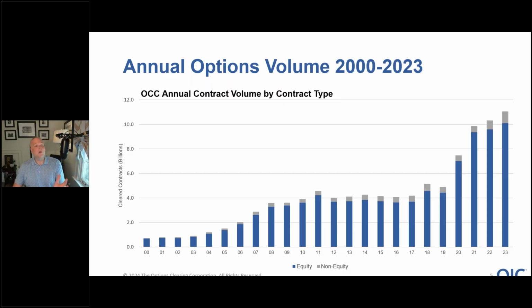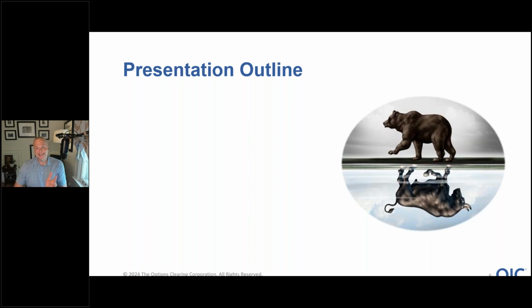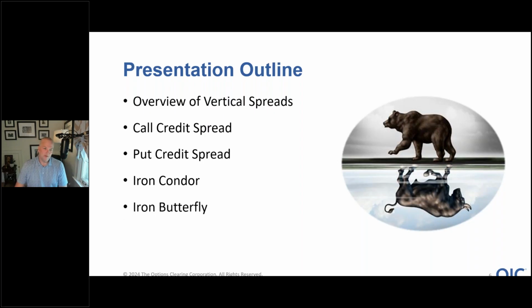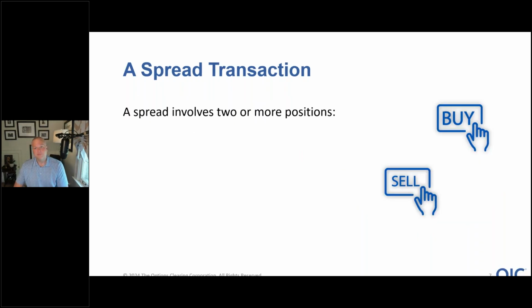So let's talk about what we're going to talk about more specifically today. I told you we're going to talk about vertical spreads quickly. I'm going to brush over vertical spreads in general, and then we're going to talk about call credit spreads and put credit spreads, which are the building blocks of the Iron Condor and the Iron Butterfly. And then hopefully at the end, we'll have some time for Q&A with Andrew. Let's dive right into the actual vertical spreads themselves.